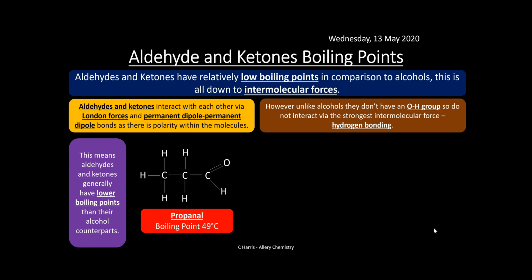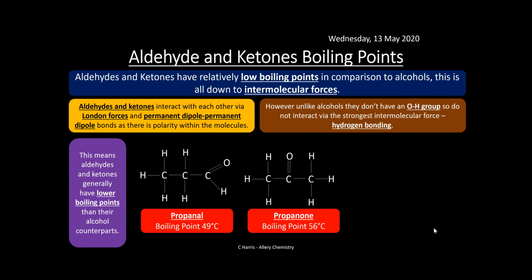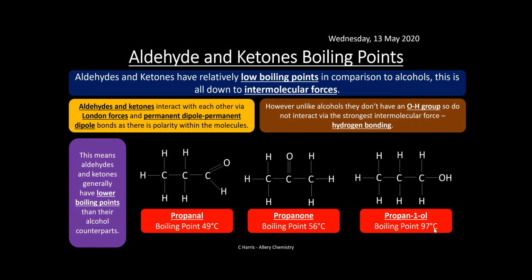So let's have a look. We've got propanal here. This is an aldehyde, remember. It has a boiling point of 49 degrees Celsius. And your ketone, propanone, has a boiling point of 56. You can see it's quite similar to propanal. But if you compare that with propan-1-ol, which has a similar mass, the boiling point is 97. So it's a lot higher than propanone and propanal, and that's all because of the hydrogen bonds that can occur between alcohol molecules.